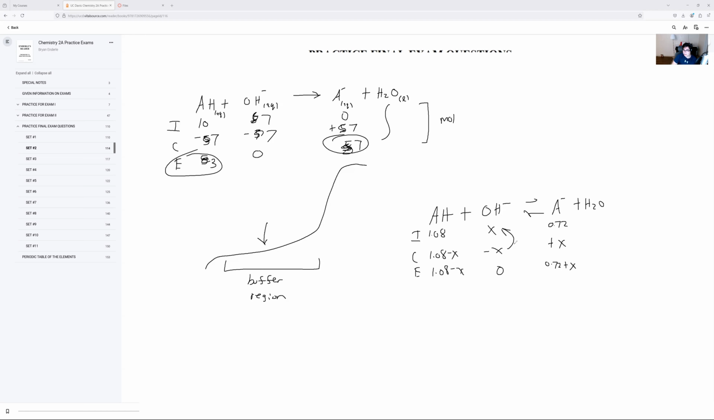And then it says to find the milliliters of 6 molar NaOH to get the buffer. So how would I find that milliliters? Is this before mixing? Are these the initial concentrations, or are they just in a solution?